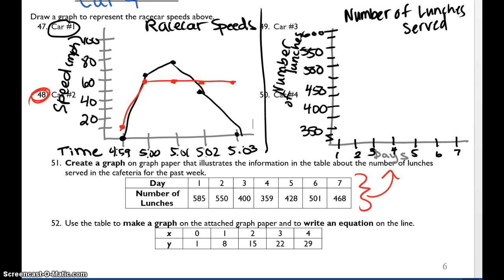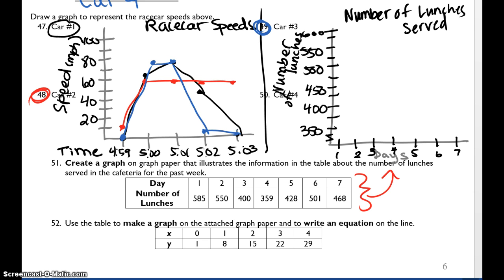For car number 3, I'm going to be using blue here. Car 3 starts just like car 1 at 0, goes really quickly up to 74, and stays at 74 there. Again, very close to car number 1. 5:02 should be at 3, so it drops drastically down to here, and 5:03 is at 0. So I'm going to connect these dots as well. At certain points, they all kind of overlap.